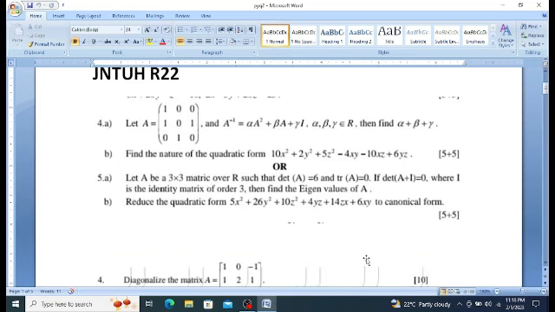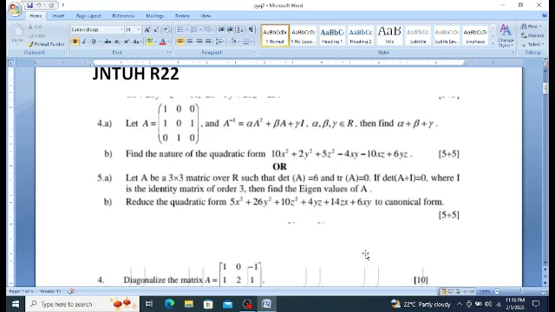Then you need to get the canonical form, that is Y transpose D into Y, where Y is the matrix of variables y1, y2 and y3. So when you do Y transpose D into Y, you will get one equation in the form of x y1 square, y2 square, y3 square. So that is the canonical form of the given quadratic form.